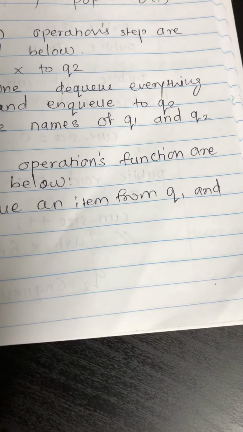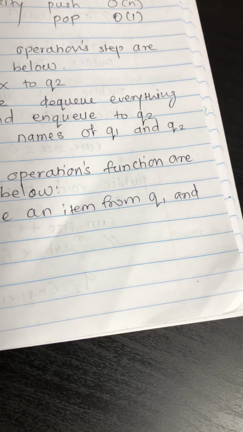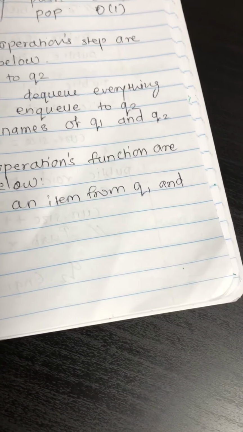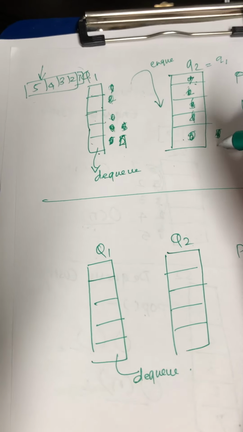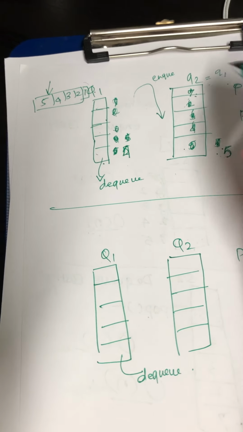We will enqueue it into the next queue, which is q2. So this 5 will come here, and then we will dequeue all the elements, if there are any, in q1. They will be copied to q2, and after that we will rename this q2 to q1.